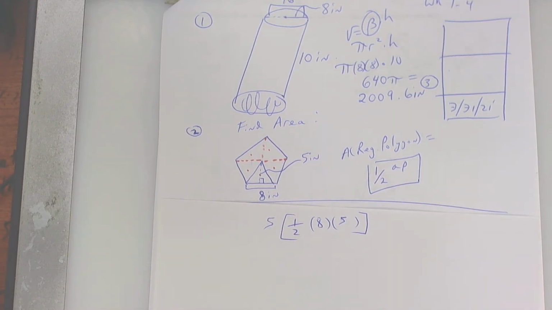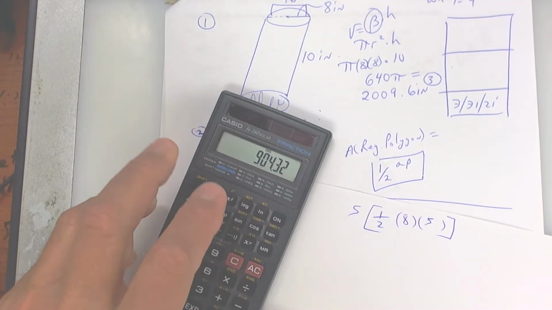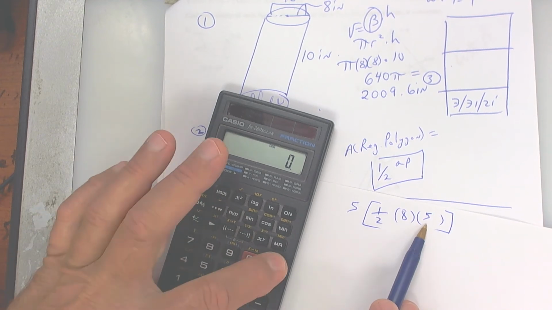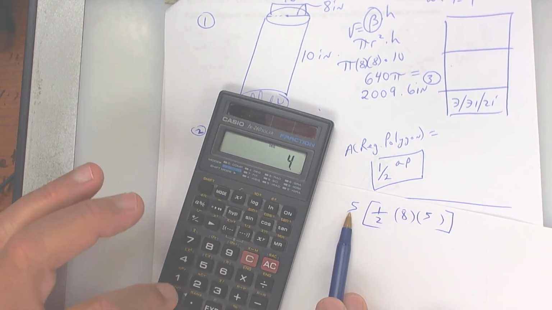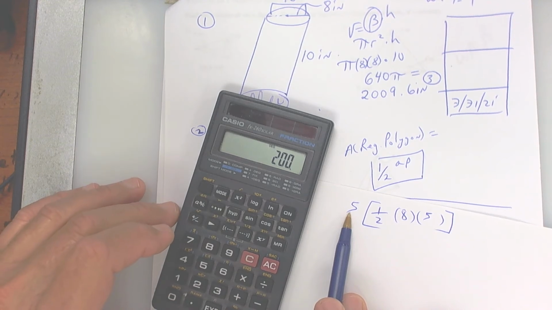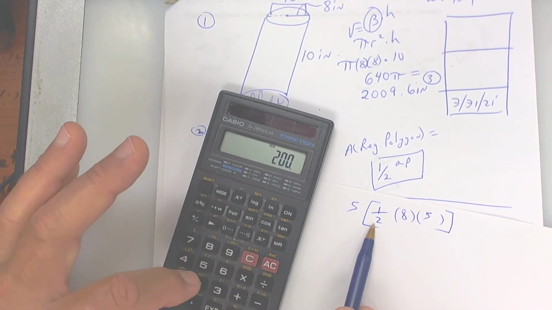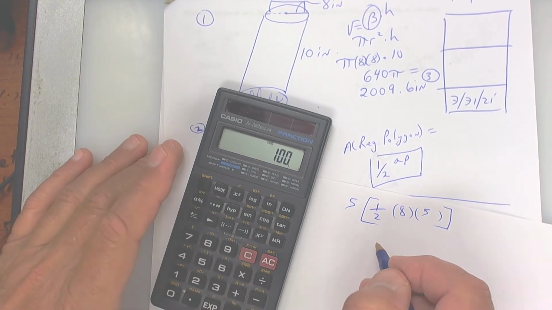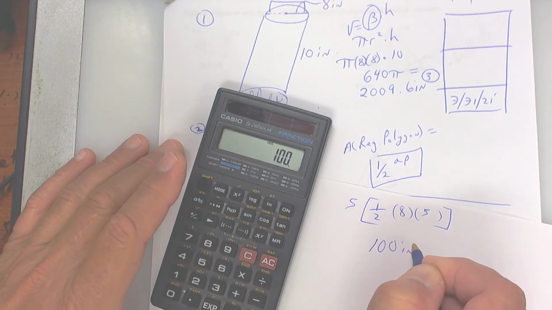So get your calculator. Let's just do it without knowing the formula. So 8 times 5 is 40 times 5. So 40 times 5 equals that, and then divide by 2, and I get 100. So the area would be 100 square inches.